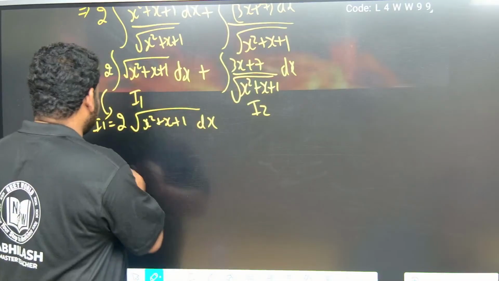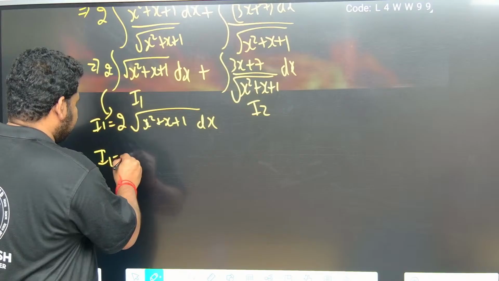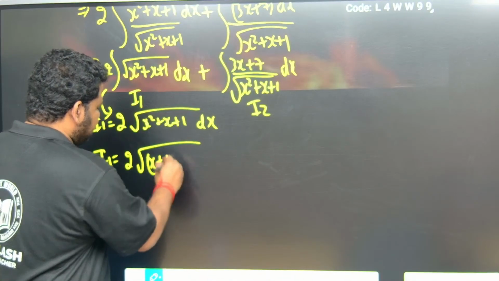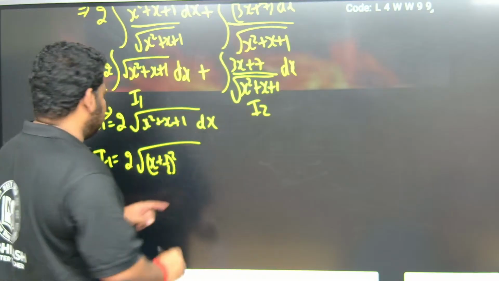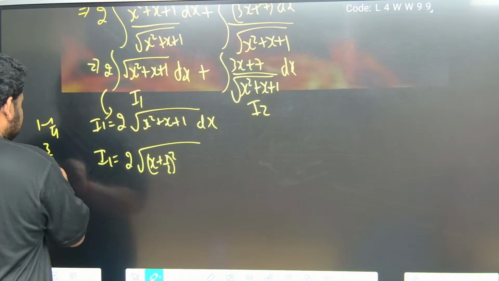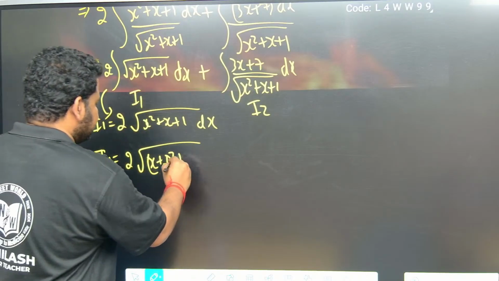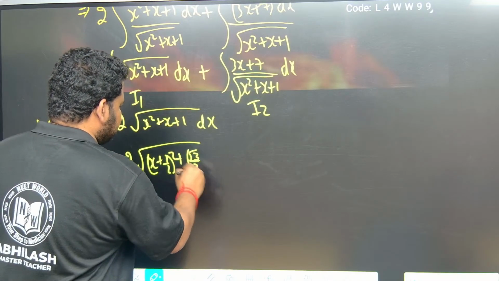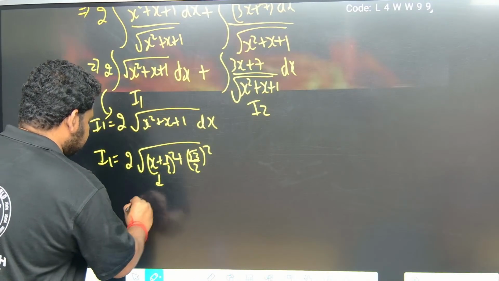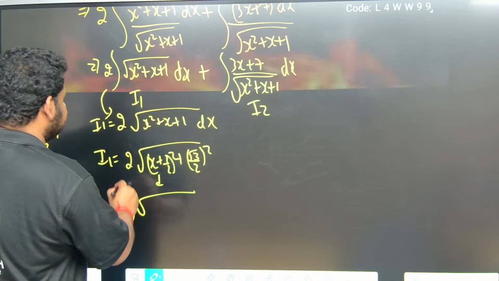If I add and subtract (1/2)², I will get I1 equal to the square root of (x + 1/2)² minus 1 minus (1/2)², that is 1 minus 1/4, which will give me 3/4. So I can write it as (√3/2)². So this is of which form? This is nothing but an integral, I should write integral.